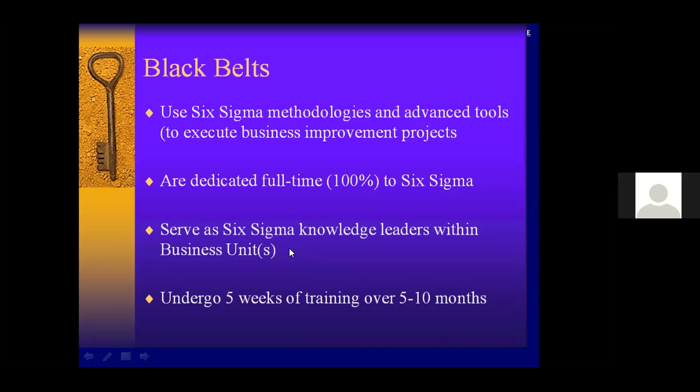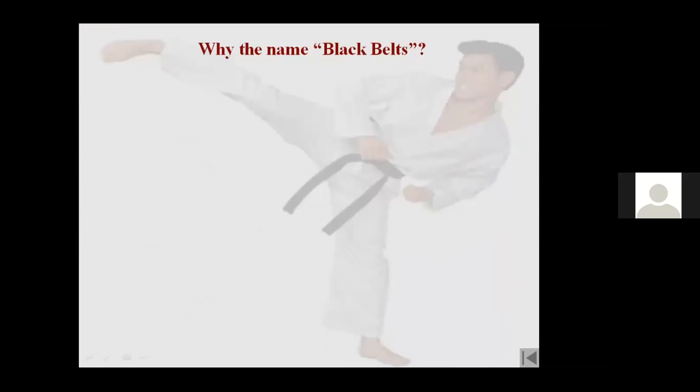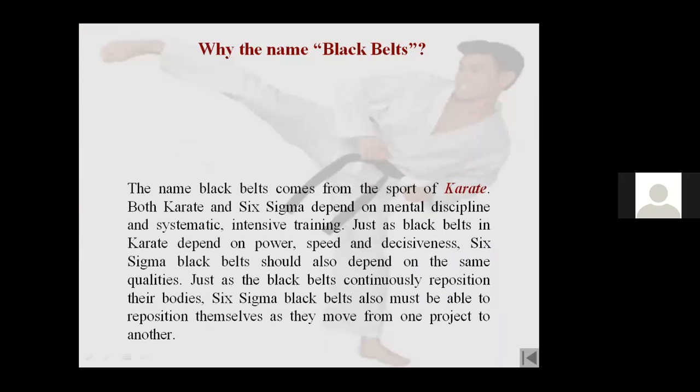They would serve as Six Sigma leaders to their subordinates who are green belts, and each black belt needs to have almost 5 weeks of training so that they can lead their subordinates. Then why do we have this name? This is just a comparison between black belts in karate and black belts in Six Sigma. Karate is a game where your mind has to be focused. A lot of focus is needed. A karate player needs a lot of power, speed, focus and decisiveness.